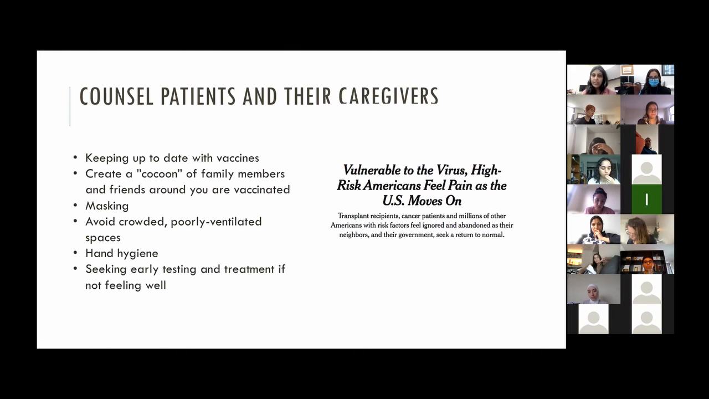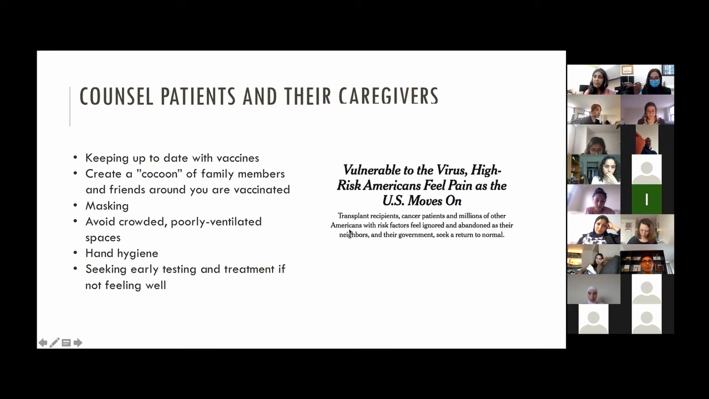Most importantly, of course, get your vaccine, stay up to date, get your 3rd dose and your 4th dose. If you're due for your booster, go and get it. You'll be surprised as to how much people still don't know and how many providers still don't know that transplant patients are eligible for their 4th booster dose. We tell patients that you want to create a cocoon. You want to be surrounded by patient friends and family members who are all vaccinated. And that's the best way to keep you protected from this infection.